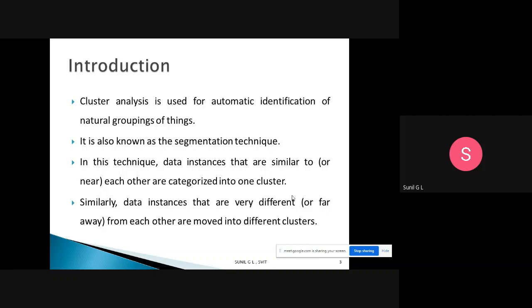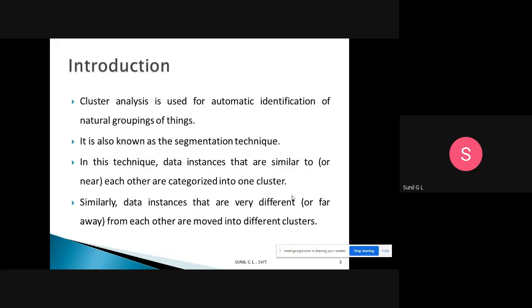Here the data instances that are similar, we are grouping into one cluster, and dissimilar items will be categorized into different clusters. If similarity is there, we group them into one cluster. If the similarity is different, we go for another cluster. Data instances that are similar, that are nearer, are categorized into one cluster. Similarly, data instances that are very different, far away from each other, are moved to different clusters.